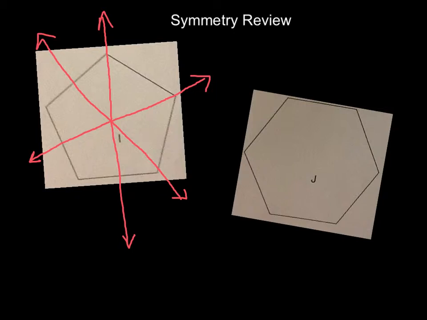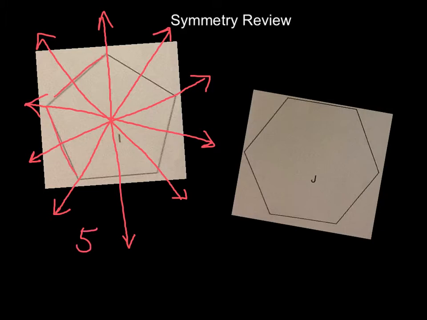But I also see 2 more corners that I could do. So here's another one from this corner down to the middle of the opposite side. If I folded it, would it match up? And then from this corner, all the way to the middle of that side. So shape I has 5 lines of symmetry. And if you'll notice, I have 1, 2, 3, 4, 5 equal sides.